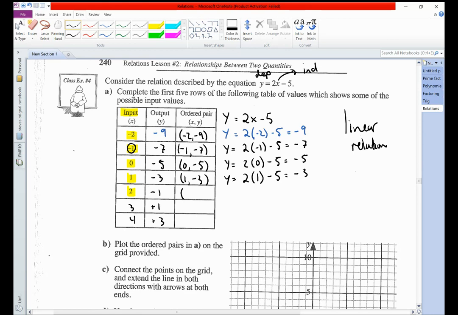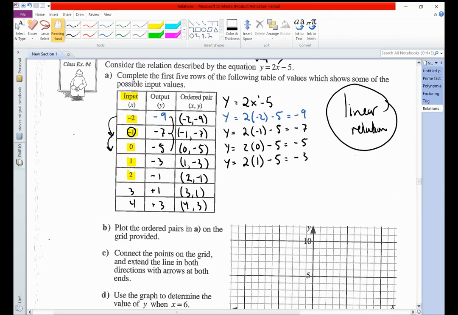But we know that linear is anything x to the power of 1, right? X to the power of 2 is quadratic. X to the power of 1 is linear. So anytime we have a linear relation, our inputs will go up by the same value, and our outputs will go up by the same value too. So something to keep in mind. 2, -1, 3, 1, 4, 3.